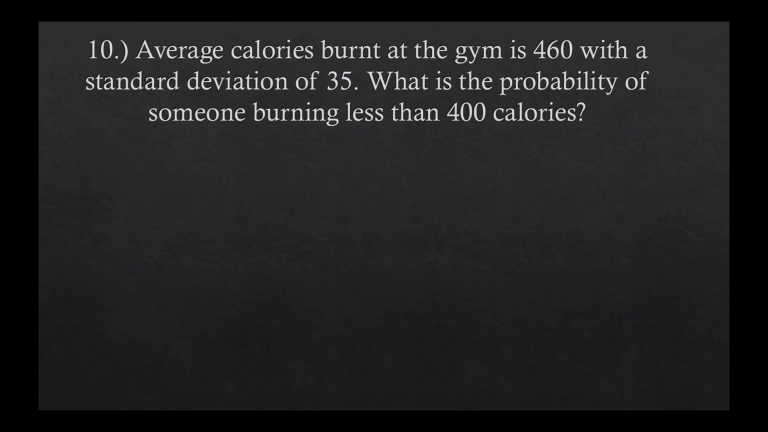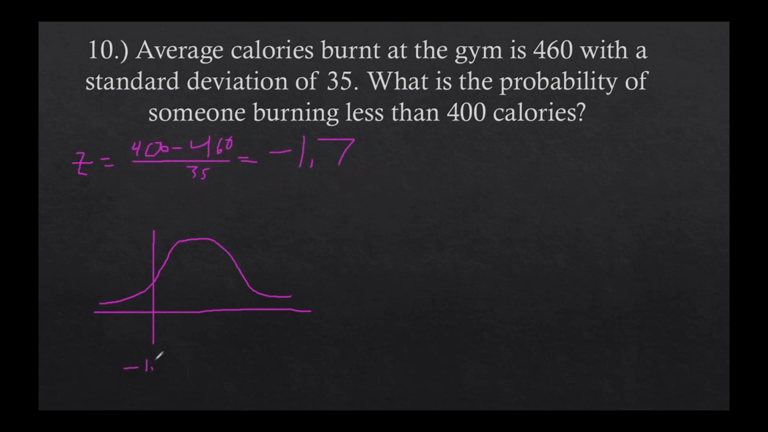All right, what did you do first? Find the z-score. Beautiful. So value minus the mean over the standard deviation. What'd you get for a z-score? Negative 1.7. Beautiful. Okay, so if you draw a picture, negative 1.7 is below the mean, so it's going to be somewhere over here. Are you finding area to the left or the right? To the left. Great.